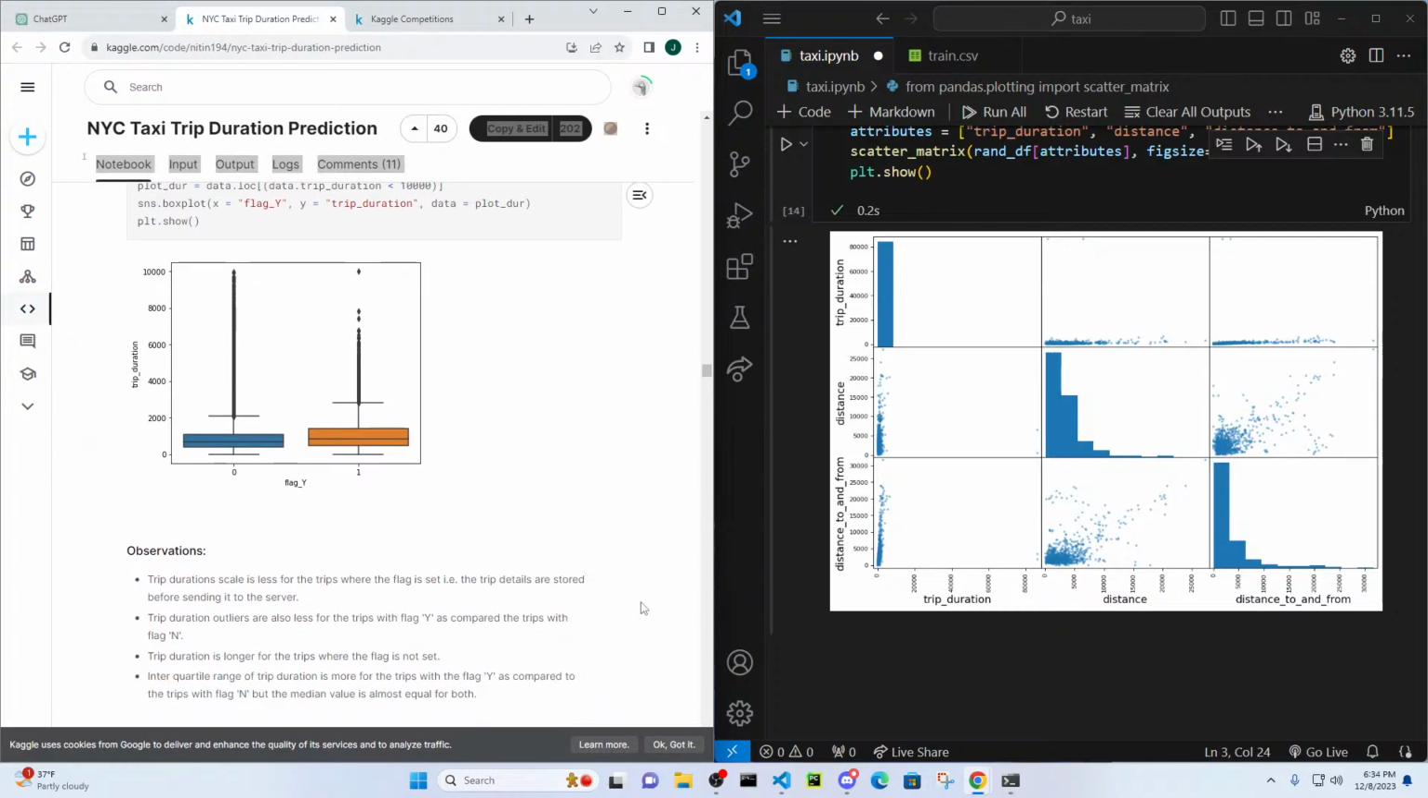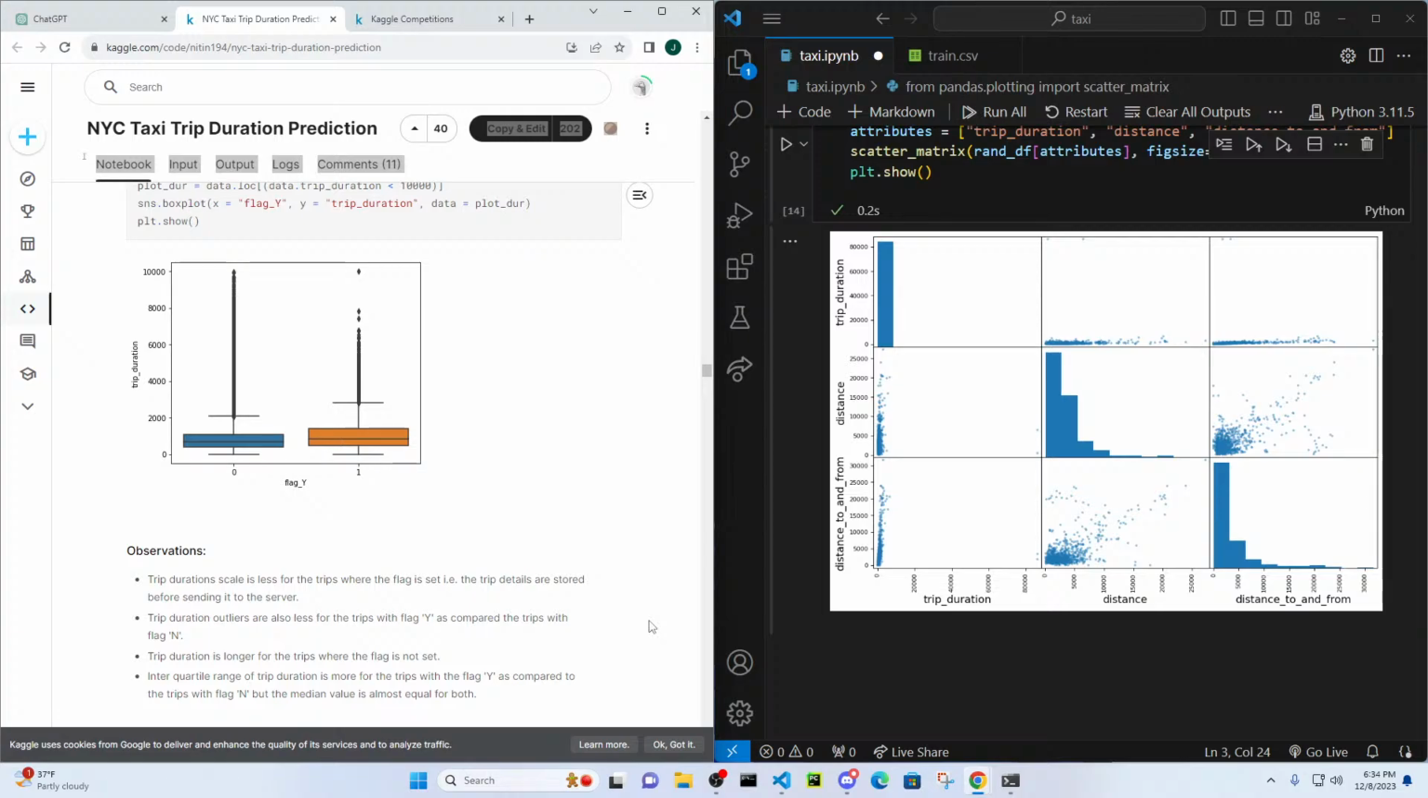The trip details are stored before sending it to the server. Trip duration outliers are also less for the trips with flag Y as compared with the trips with flag no. So there's less outliers, which makes sense because the number of trips with the flag Y are so small in number compared to the trips with no that it's like, obviously the trips with no would have much more outliers. Trip duration is longer for the trips where the flag is not set.